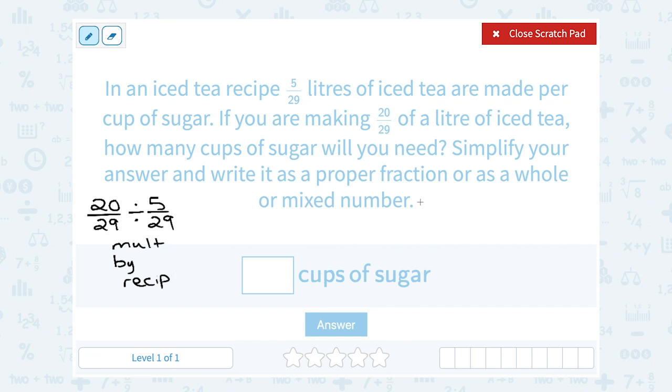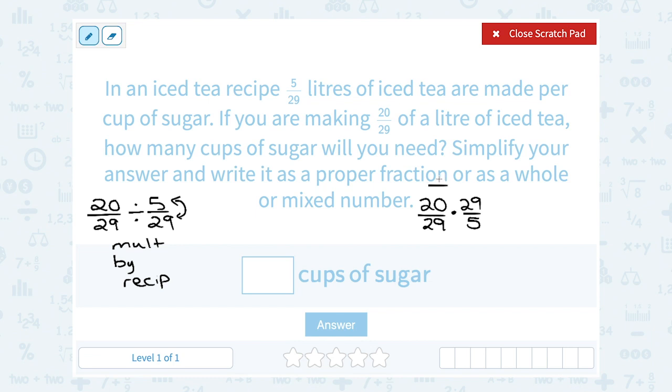So that means I'm going to take the first fraction and write it exactly the way it is, 20/29. I'm going to change my division to multiplication, and then I'm going to take the reciprocal of my second fraction, which means I'm going to flip it. So 5/29 is going to become 29/5.